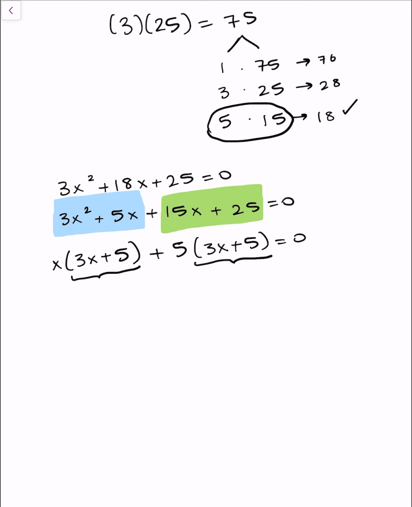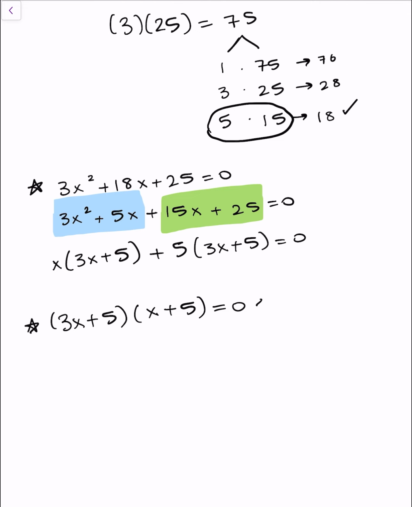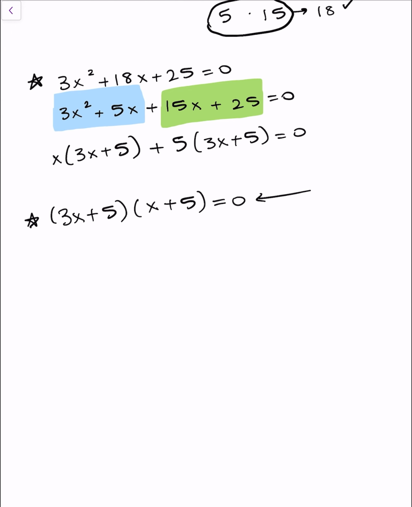Notice how these two quantities are the same, so we can pull those out, and we're left with 3x plus 5 times x plus 5 equals 0. We started with this equation, and that is equivalent to this equation. It's just that now we have it in factored form. Now the last step is to solve for x. In order for 0 to equal 0, this quantity must equal 0, or this quantity can equal 0.